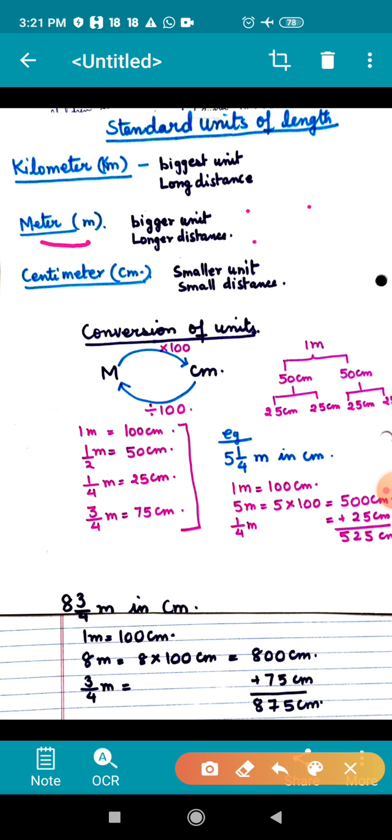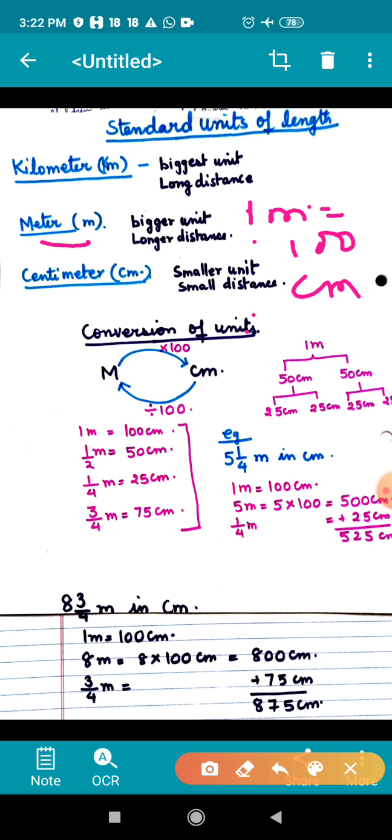Children, centimeter is a smaller unit, and it is used to measure smaller distances. For example, the length of a chalk, the length of your maths book, the length of a pen or pencil, etc. And you also know that 1 meter is equal to 100 centimeters. Okay, now let us learn about the conversion.